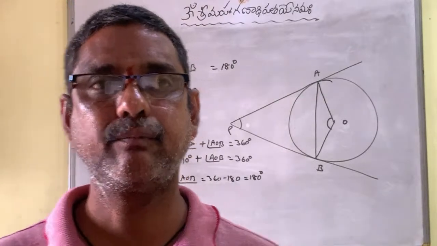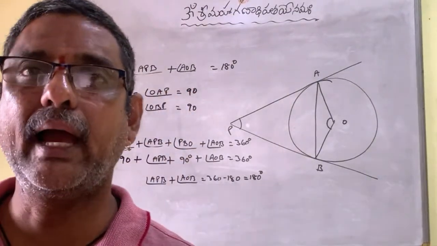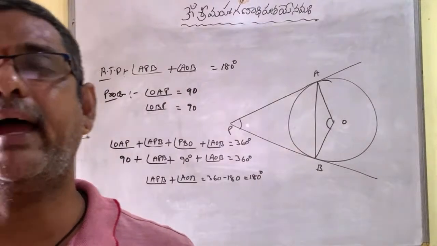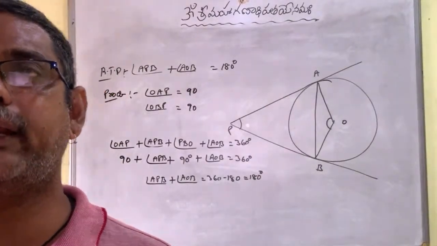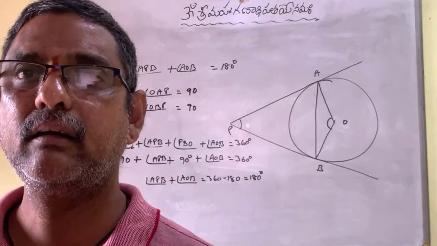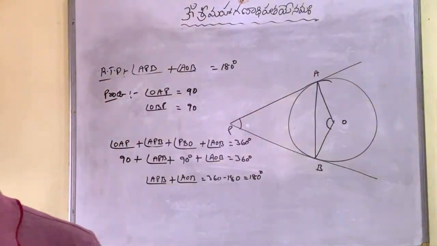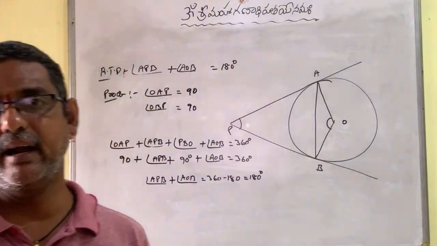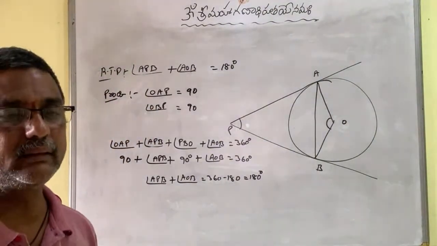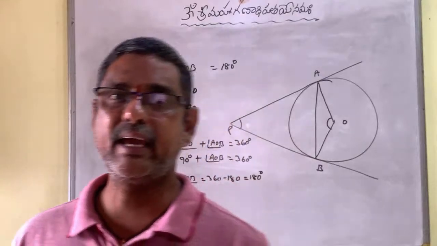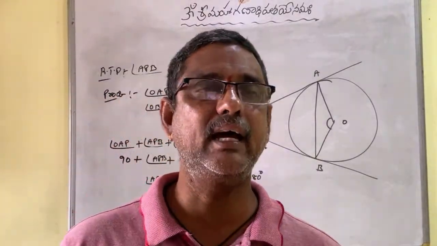So the angle between the tangents and the angle subtended by the line segment joining the point of contacts at the center are supplementary, which means their sum is 180 degrees. Okay children, only 3 sums are left, which we will see tomorrow morning in the class.